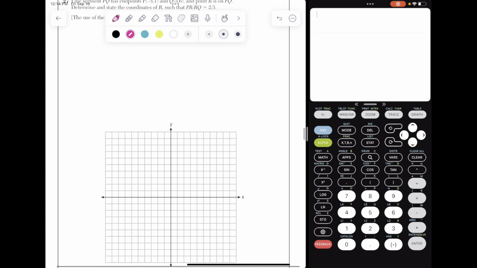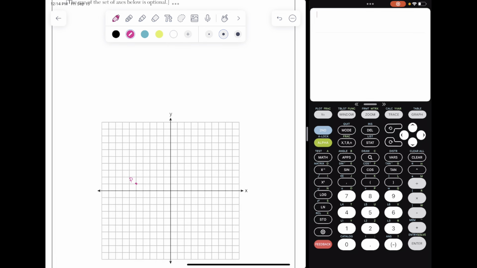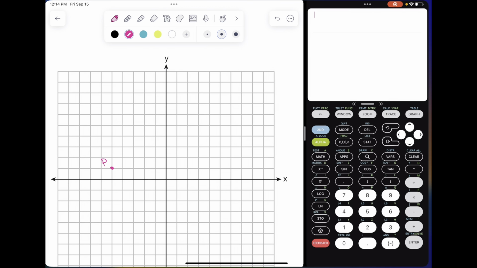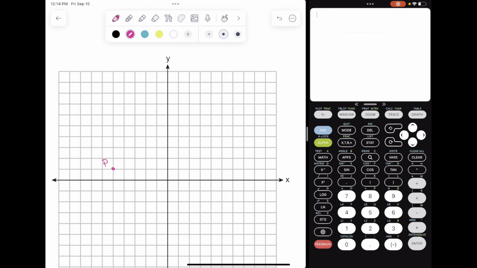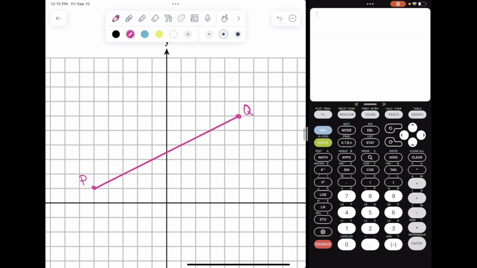So let's plot. We have -5, 1. And we have 5, 6. And let's make a nice straight line. If you're doing this on paper, use a straight edge to connect them. All right, since we want a ratio of 2 to 3, this means that there should be 5 total pieces. Add those two numbers up, that's how many pieces there should be. And we need them to be congruent.